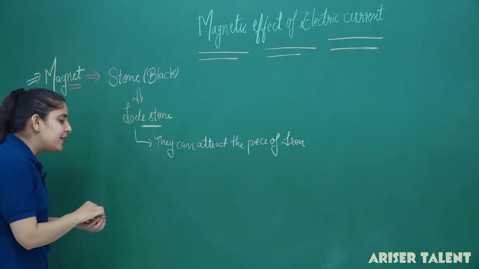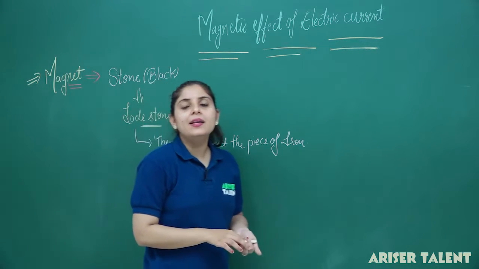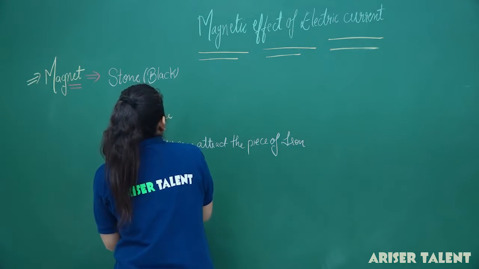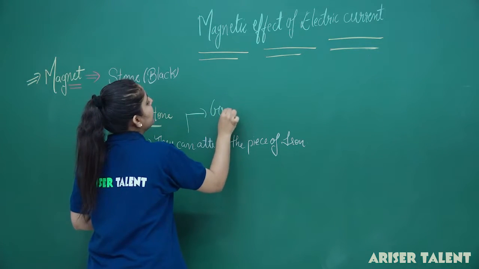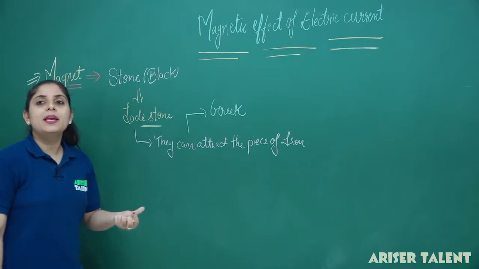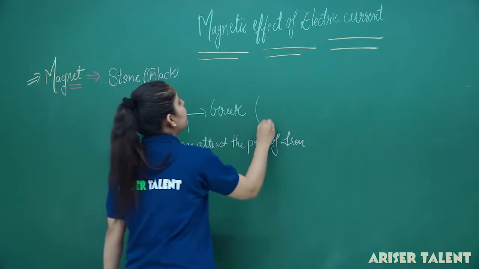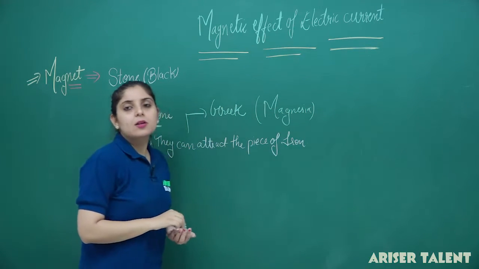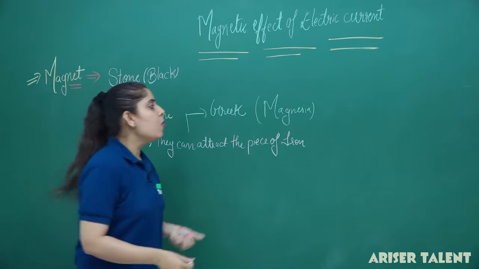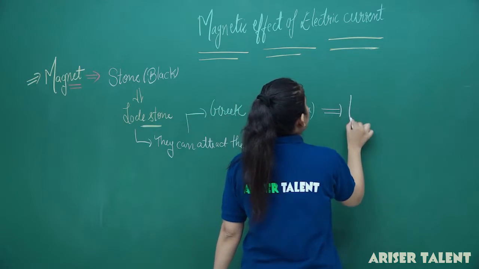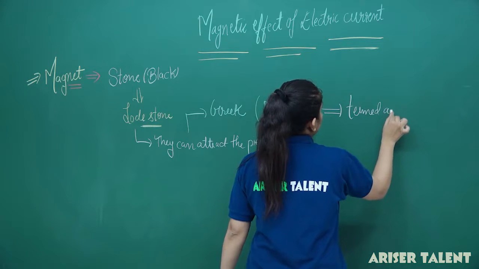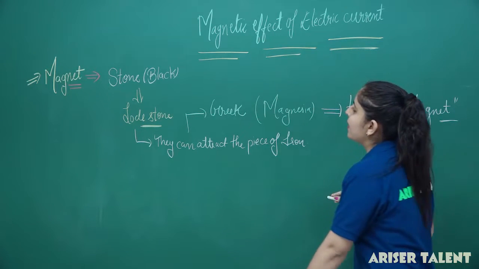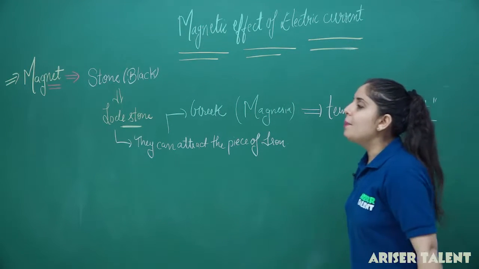So it has the tendency to attract a piece of iron, and this stone is usually found in Greece, and the name of the place where this stone is found is Magnesia. So the term magnet is used, and that lodestone is termed a magnet. So this is the story behind the origin of the magnet.